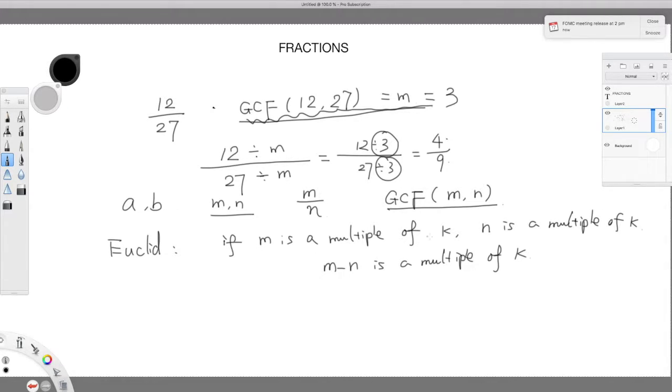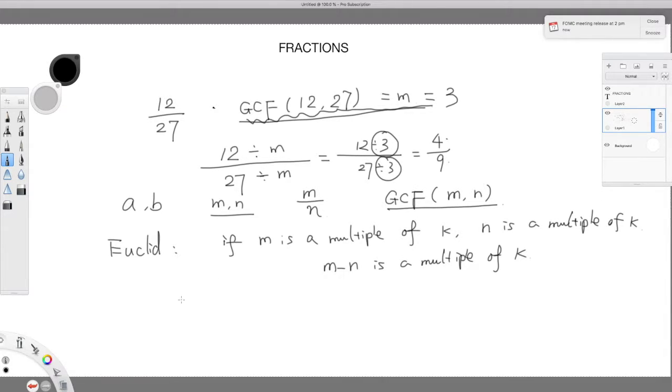If m is a multiple of k, it's like k times something. n is a multiple of k, n is k times something. So then m minus n is going to be k times something minus k times another thing. If you use the distributive law and take the k out, m minus n is going to be k times something, where all those somethings are integers.